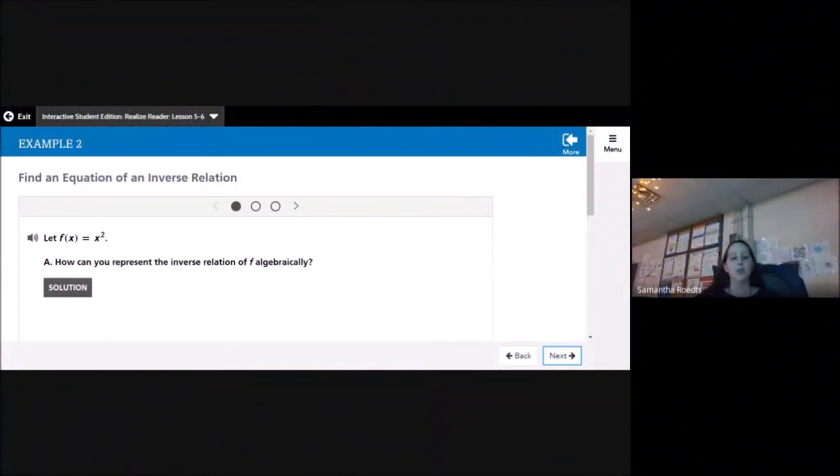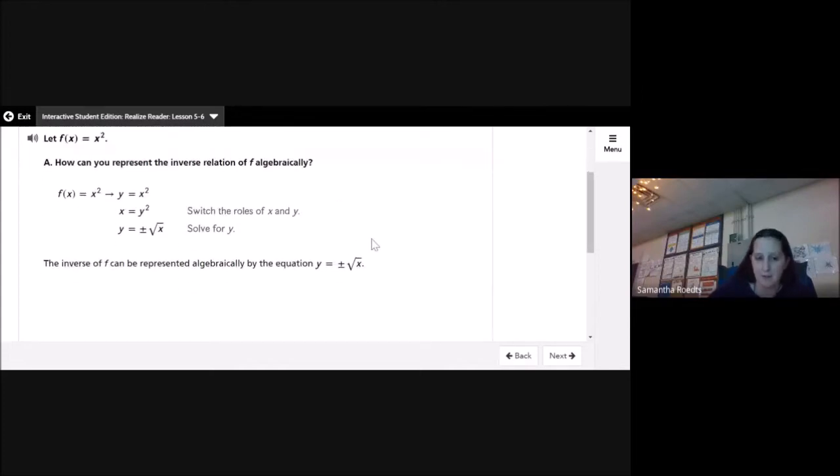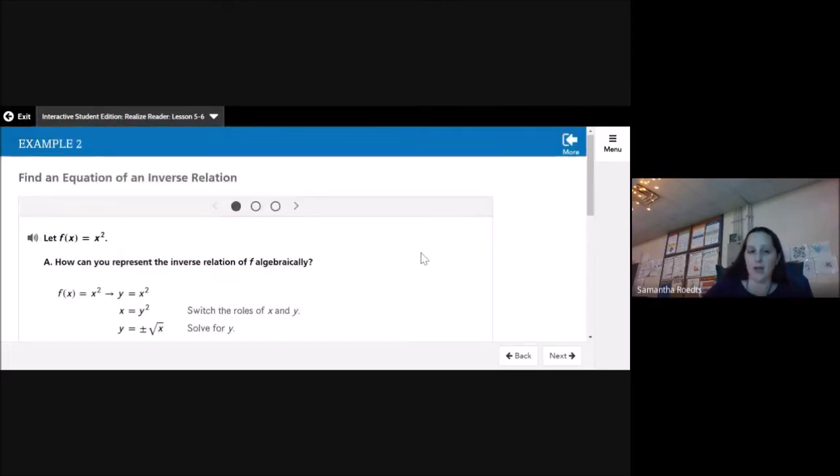All right, example 2, find an equation of an inverse relation. So let f of x equal x squared. How can you represent the inverse relation of f algebraically? So f of x equals x squared, where y equals x squared, so I flipped them, so x equals y squared. So y equals plus or minus the square root of x. So the inverse of f can be represented algebraically by the equation y equals plus or minus the square root of x.